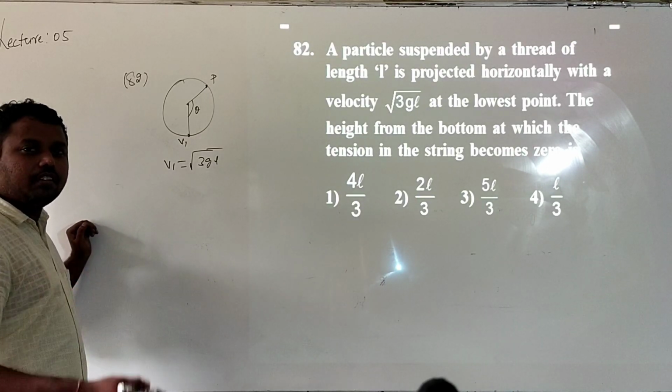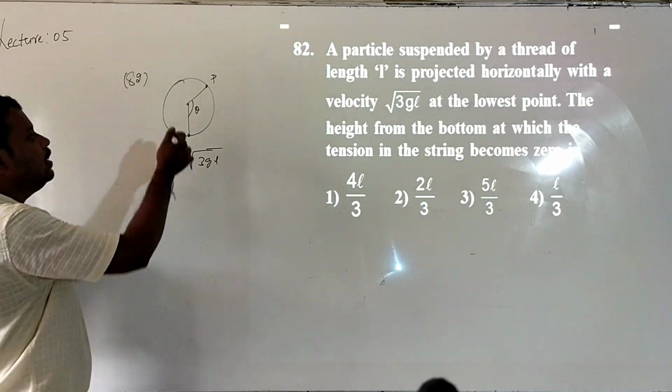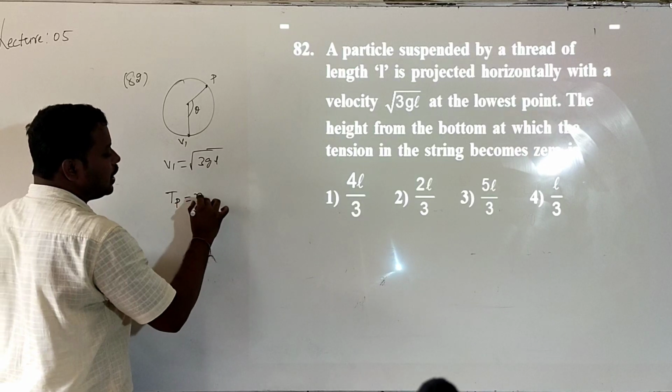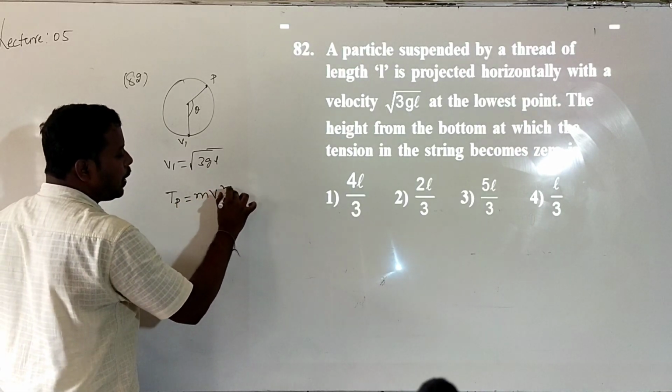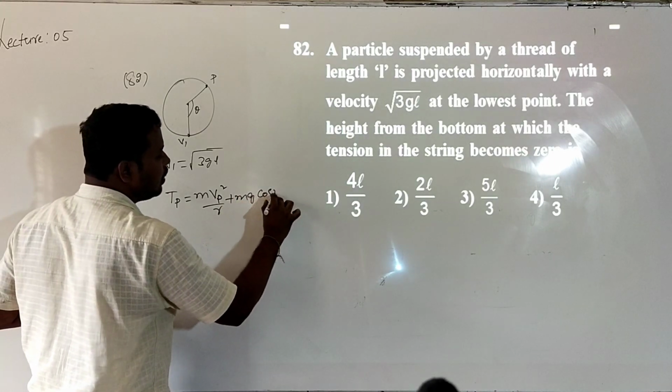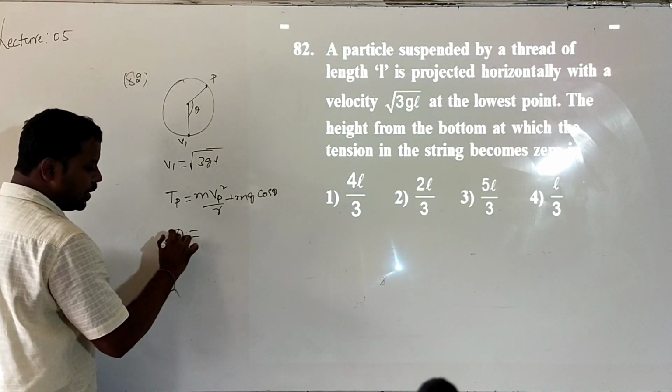Directly, also, if you know the concept, you can apply it. Otherwise, to follow the condition, the tension value should become 0. What is the tension value? It is m Vp square by R plus mg cos theta. So this should be equal to 0.